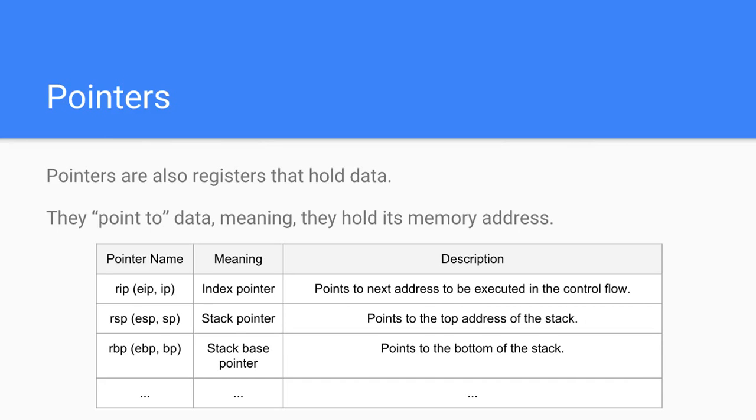So there's the RIP register, the RIP pointer, which I put EIP and IP because EIP is a 32-bit version and IP is the 16-bit version. But since this is 64-bit, we're always going to be using the RIP version. This is the instruction pointer. It points to the next address to be executed in the control flow, which we will see in a little bit. There's the RSP, the stack pointer, the RBP, the stack base pointer. There's a lot of pointers. This isn't even all of them. So we'll be looking at these more in the future, but for now, we're going to be talking about the RIP pointer.